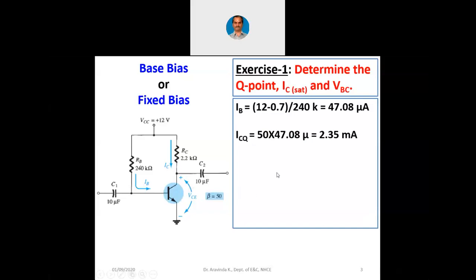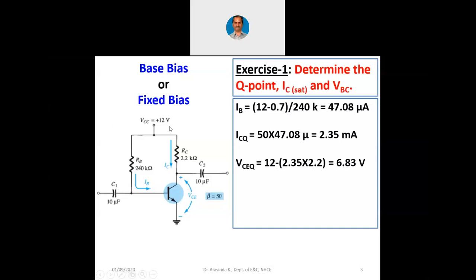And if you find out ICQ, you can easily find out VCEQ. VCE quiescent: the total voltage at the output side is 12 volts. Remaining voltage is across this RC, that is IC into RC, 2.35 into 2.2K. That milli and kilo, I am not putting it here because it is getting cancelled. So 12 minus 2.35 into 2.2. So the quiescent VCE is 6.83 volts.